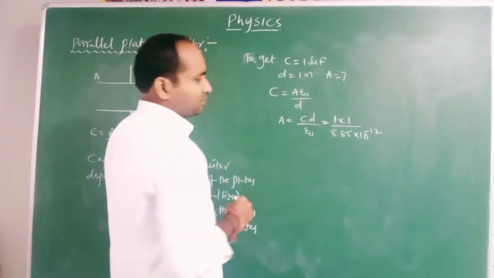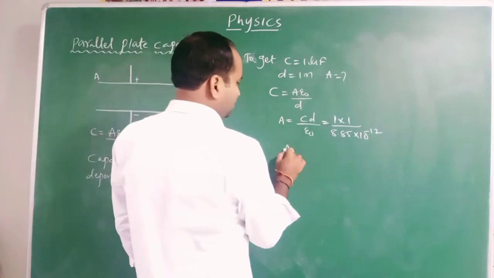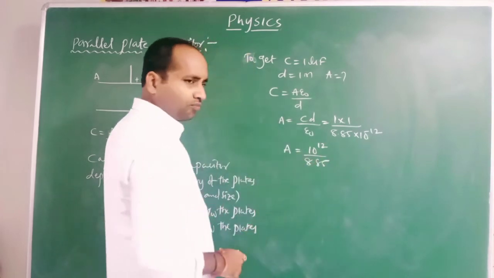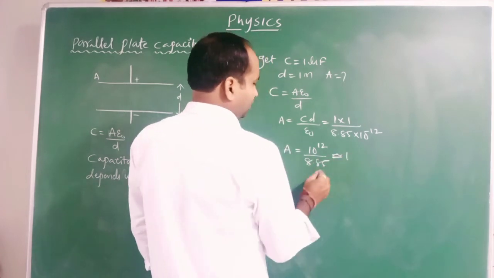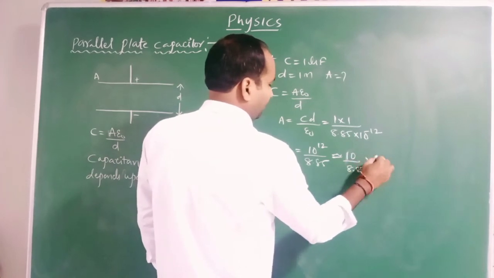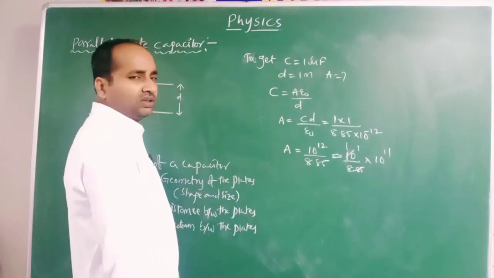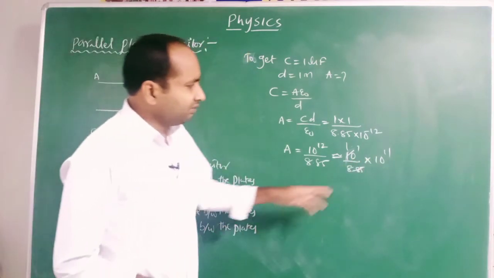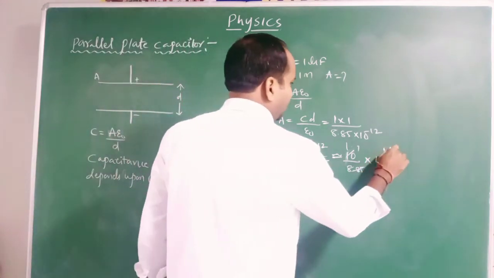What is the epsilon naught value? 8.85 into 10 power minus 12. That is, A is equal to 10 to the power of 12 by 8.85. If it is 10, we may write nearly 10 to the power of 11, or 10 into 10 by 8.85 into 10 to the power of 11. So we get 1 point something into 10 power 11, which means the area of the plate is 10 power 11 meter square.